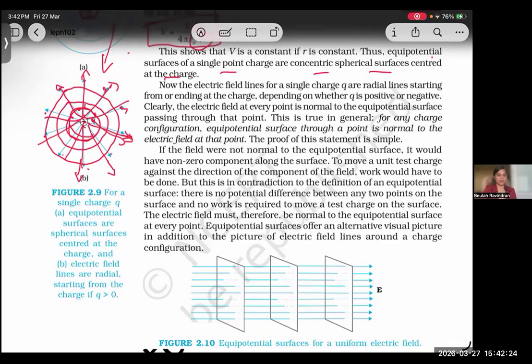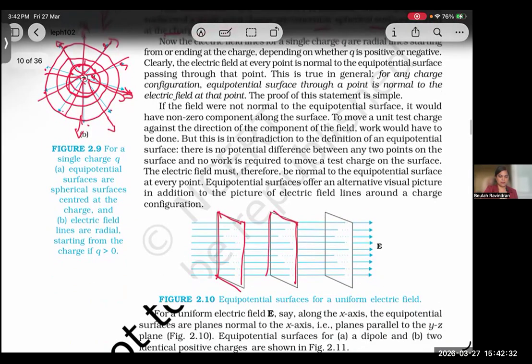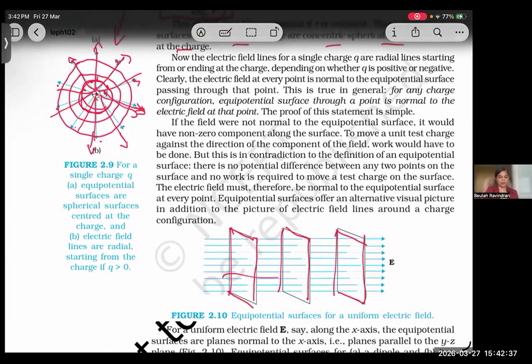If you take that as a plane, if you take this as a plane, three planes are equipotential surfaces and the electric field is perpendicular to them. So the direction of the steepest decrease of potential is in the direction of E. That means what is the direction of the equipotential surface? It says the direction of the steepest decrease of potential is along E. That means it goes on decreasing like that.